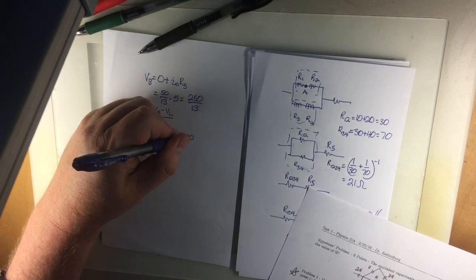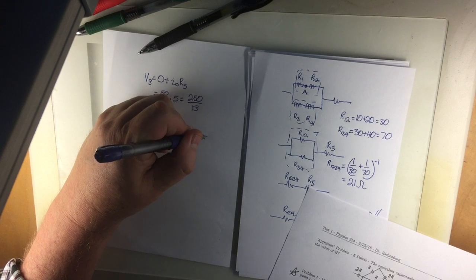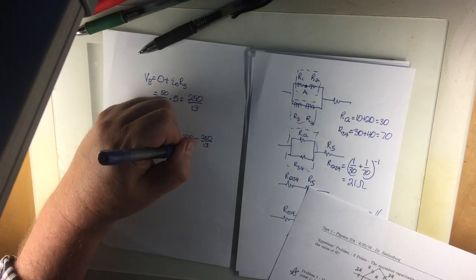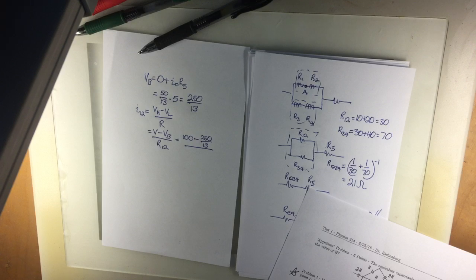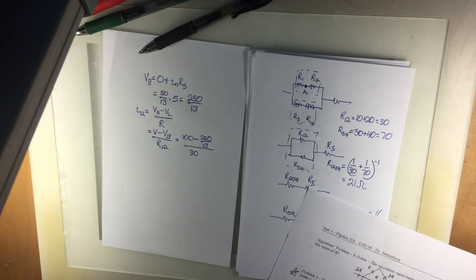V is 100, VB is 250/13ths, and R12 is 30. And I'm getting horrible, horrible fractions.